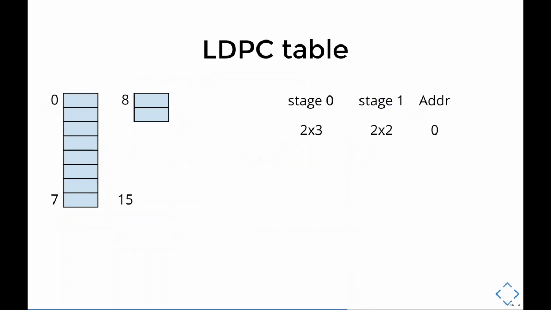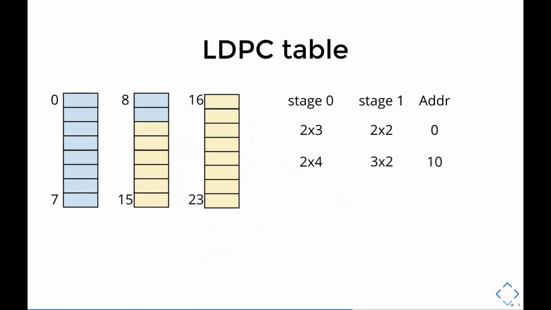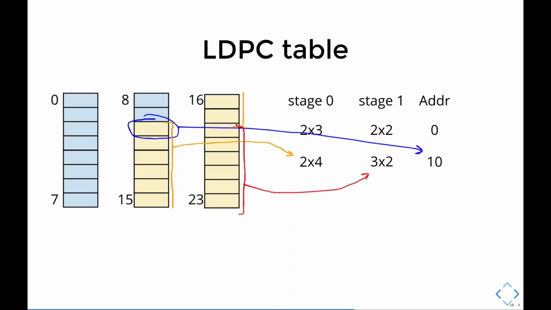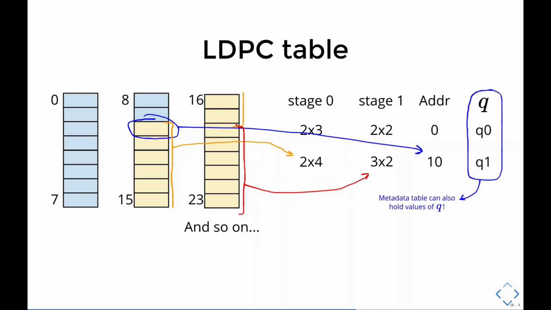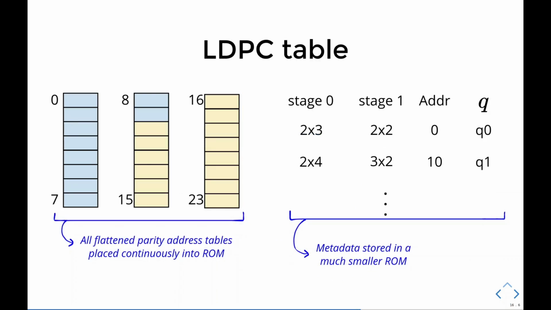So let's say the next table looks like this. Again, we split table data from the table size, and like with the previous table, we need to know where this table starts, the shape of the top, and the shape of the bottom section. And we keep doing this for all 21 tables. To actually unroll the table, we also need the value of Q, so we add this to the metadata table. In the end, we have one ROM with all flattened tables stored continuously, and a metadata ROM that tells us how to read this table ROM.